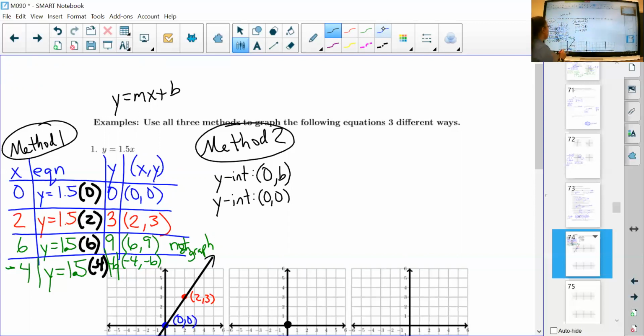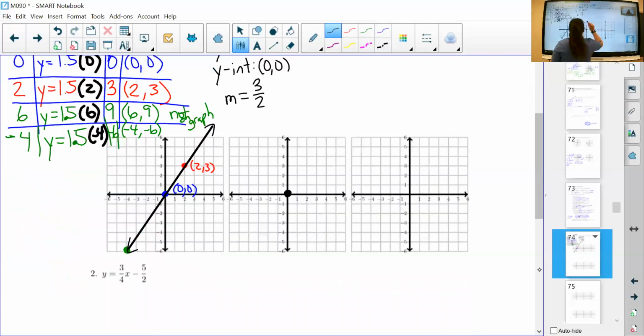And then I'm going to use my slope. My slope is, I read it off of here, 1.5. I don't want a decimal as my slope. I'd rather a fraction, an improper fraction. This is 1.5, so 3 halves. My slope is 3 halves. Okay, so rise over run. Going to go up 3, 1, 2, 3. Run right 2, because it's positive, 1, 2. Put a point.